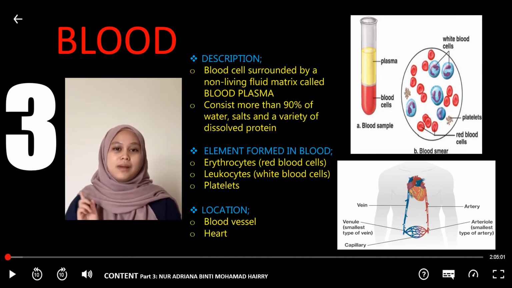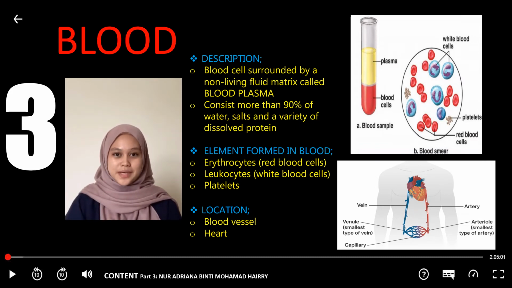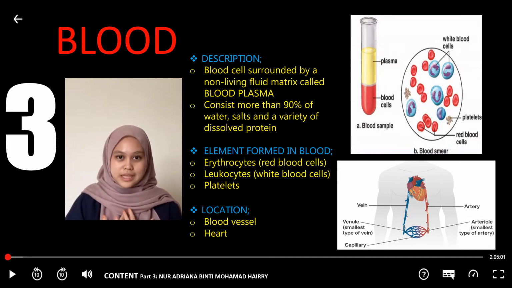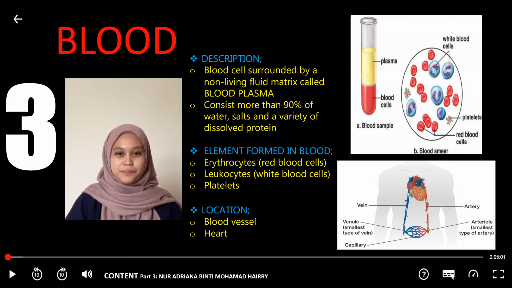And in blood, there are three types of formed elements, which are erythrocytes, our red blood cells, leukocytes, our white blood cells, and platelets. White blood cells and red blood cells are called specialized cells because each has its own role in our body. And platelets are not cells. We call them cell fragments.